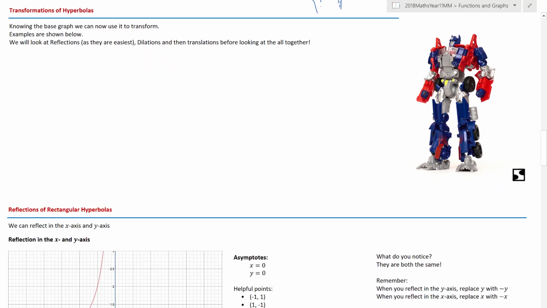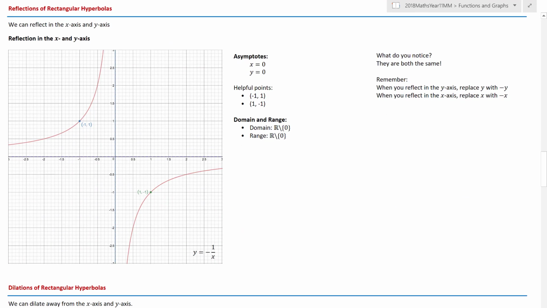So, knowing the base graph, we can now use it to transform, and who couldn't get excited about a transformer? All right, so we're going to deal with lots of examples, and we're going to look at reflections as they're the easiest, then dilations, and then translations. Now, I know that goes against my Dr. T, but as I'm doing them isolated, then that's fine. We can look at reflections first.